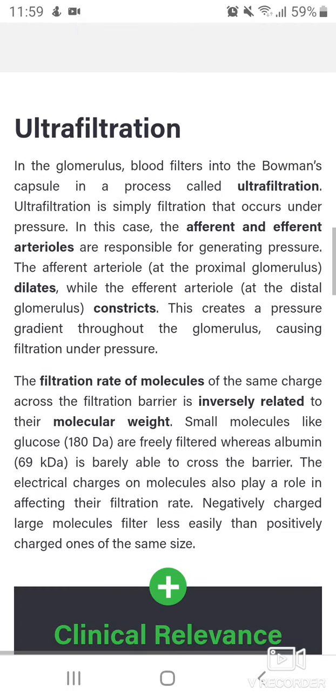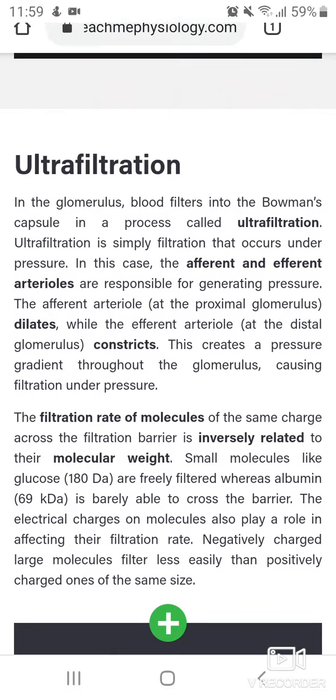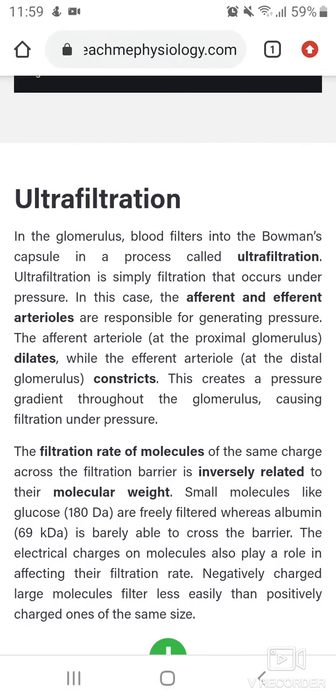The filtration rate of molecules of the same charge across the filtration barrier is inversely related to their molecular weights. Small molecules like glucose, 180, are freely filtered, whereas albumin, a heavy molecule of 69 kDa, is barely able to cross the barrier. The electrolyte charges on molecules also play a role in affecting their filtration rate. Negatively charged large molecules filter less easily than positively charged ones of the same size.